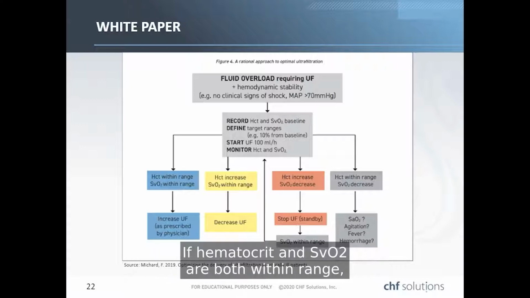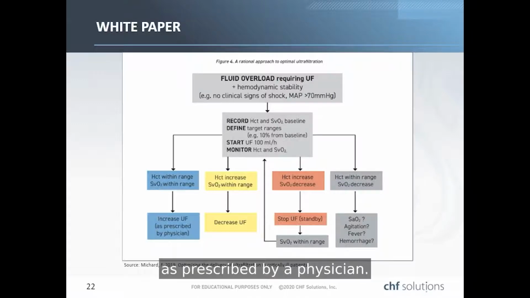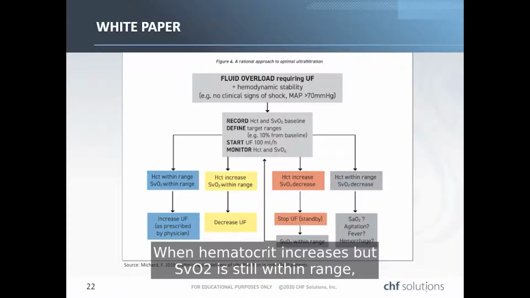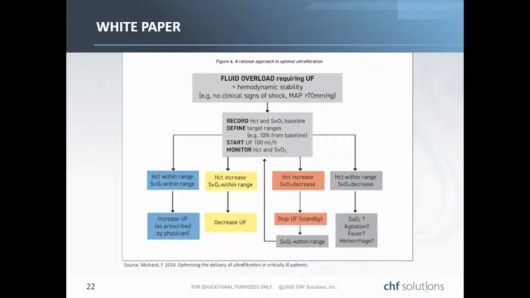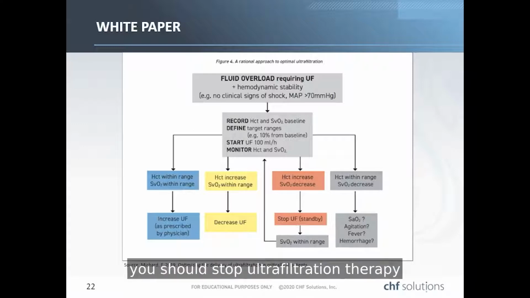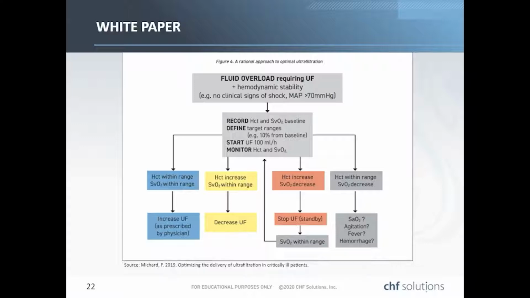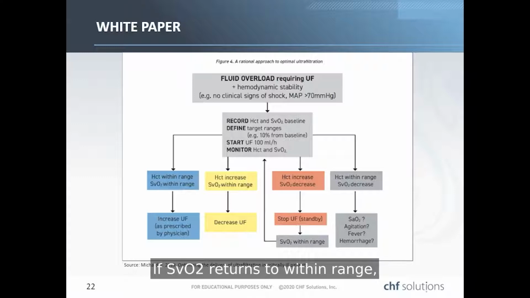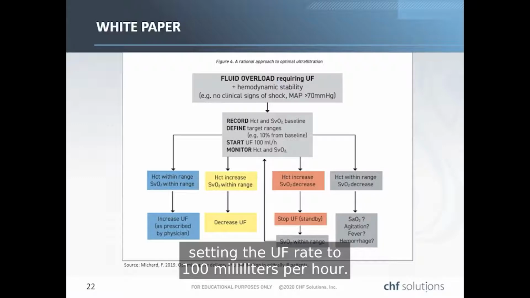If hematocrit and SvO2 are both within range, you may consider increasing the UF rate, as prescribed by a physician. When hematocrit increases, but SvO2 is still within range, consider decreasing ultrafiltration, but continue therapy. If hematocrit increases and SvO2 decreases, you should stop ultrafiltration therapy, and that can be done by setting the UF rate to 0, in other words, standby mode. If SvO2 returns to within range, you may return to the starting point of the flowchart, setting the UF rate to 100 milliliters per hour.